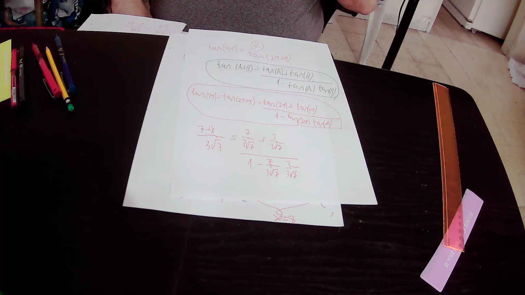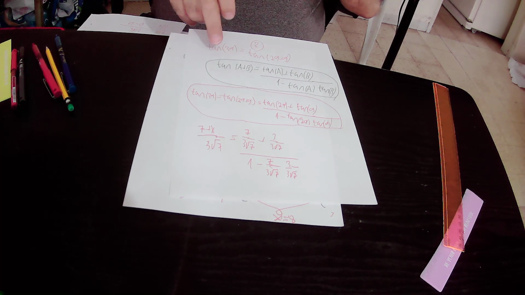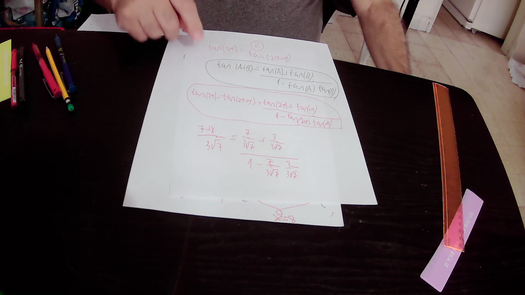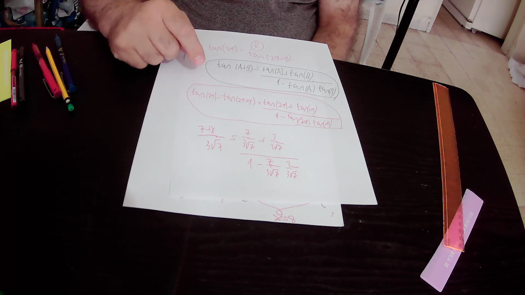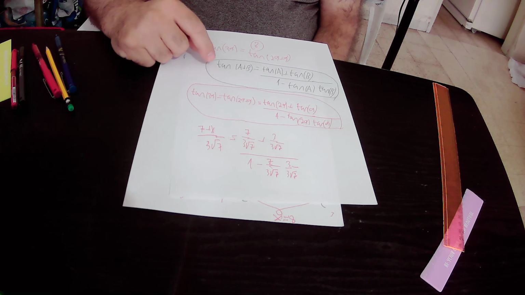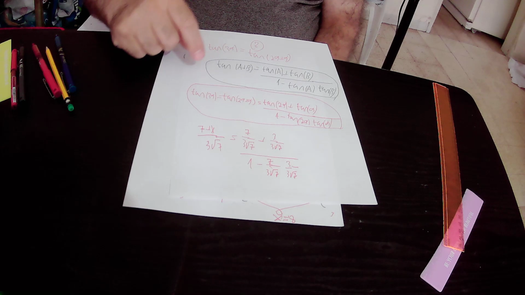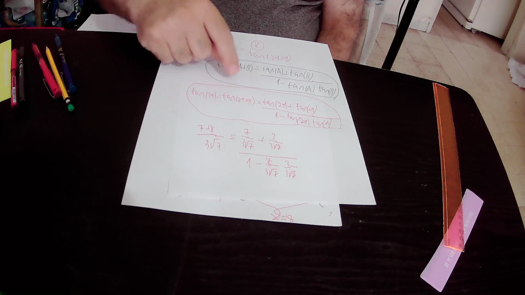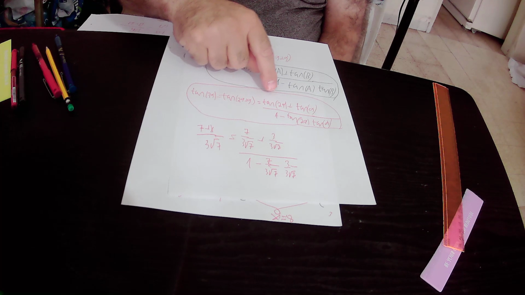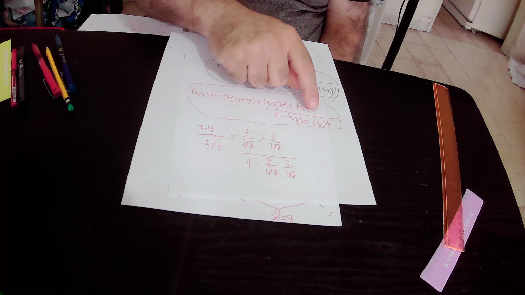And in order to find out the value of tangent 2 alpha plus alpha, we use this trigonometric identity that states that tangent A plus B equals tangent A plus tangent B over 1 minus tangent A times tangent B. Actually, we use this trigonometric identity in order to find the value of tangent 2 alpha plus alpha, and the value of tangent 2 alpha plus alpha is tangent 2 alpha plus tangent alpha over 1 minus tangent 2 alpha times tangent alpha.